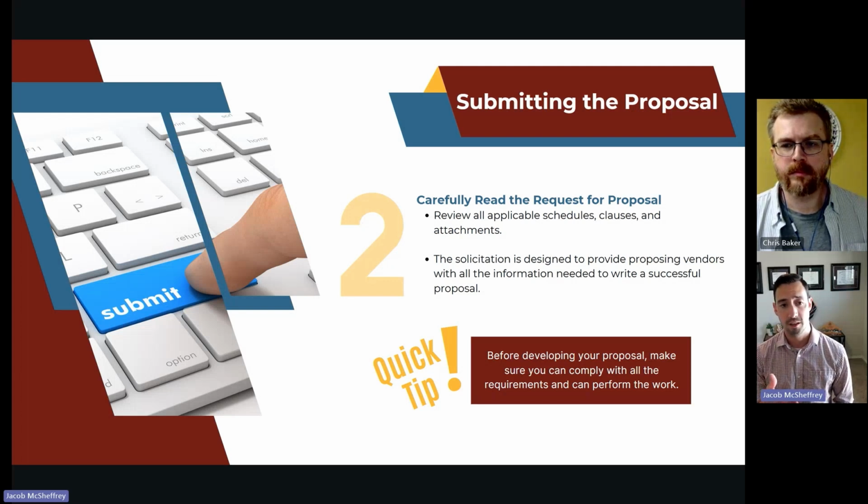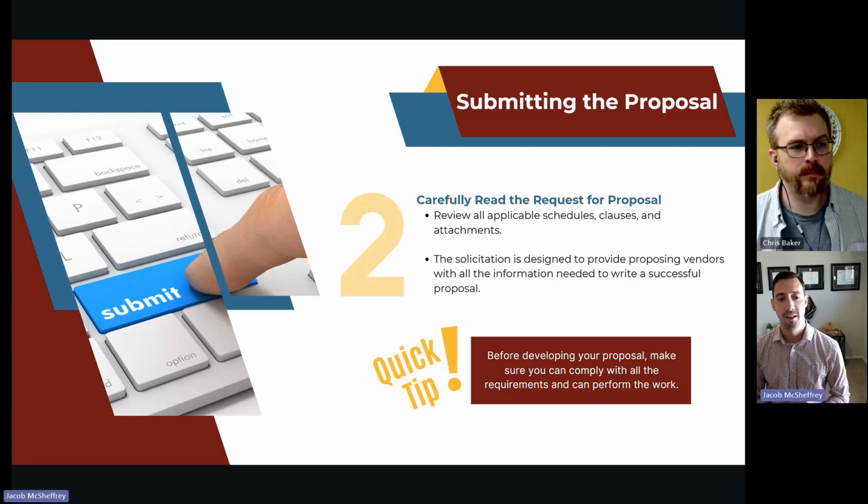So like Chris was mentioning, there may be addenda, there may be additional changes that have happened that you have to sign and say that I acknowledge this, I have seen this, and I'm still submitting. So that's important that you, again, read the proposal thoroughly and understand all of these things.